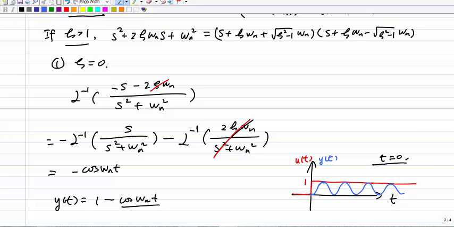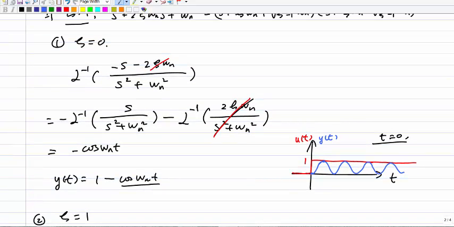The y sub t is actually a sinusoidal function, so you can see it doesn't reach the u sub t, okay? It just keeps going up and down. There's no steady state, okay?